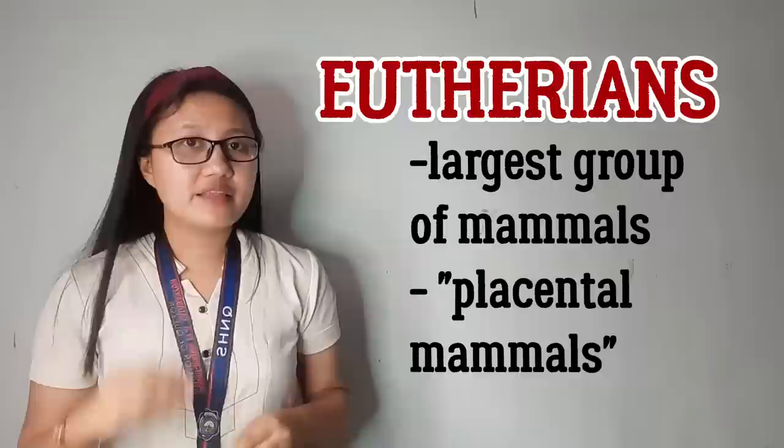And may tinatawag din tayo na eutherians. So eutherians is the largest group of mammals. Ano meron naman sa eutherians? This is also known as placental mammals. They bear fully developed young animals inside the mother's uterus. Okay, examples of placental mammals.